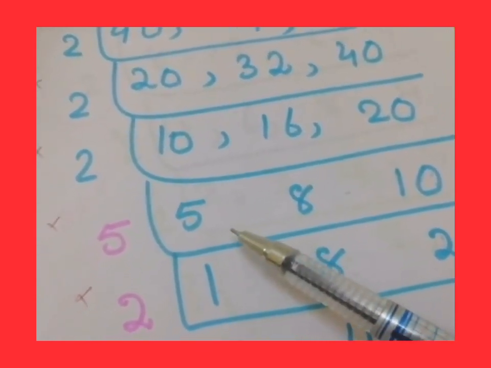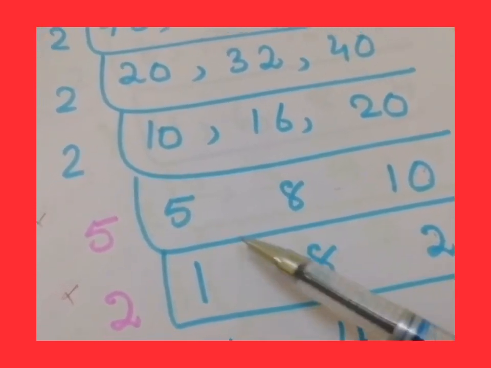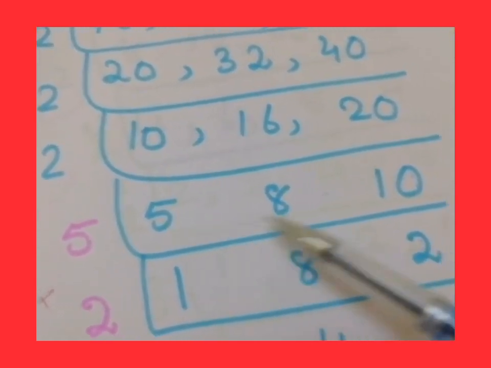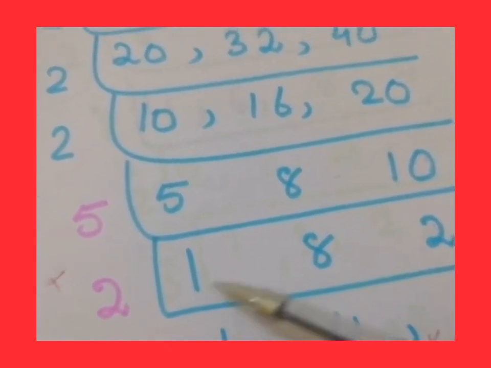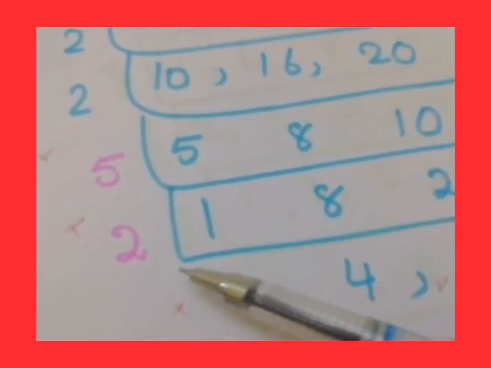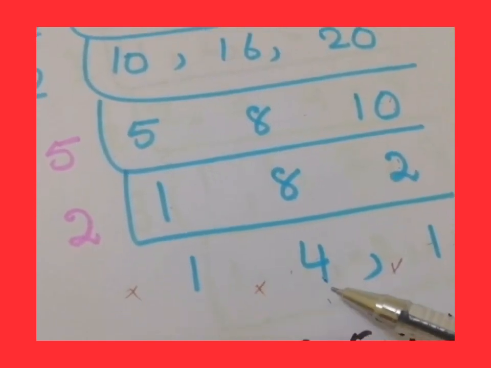But in the next step 5, 8 and 10, for LCM, we need to consider this step also. Here for 5 and 10, 5 is a common factor. And for 8 and 10, 2 is a common factor. So you need to choose 5 and 10. So 5 is the common factor for 5 and 10. Then here 1, 8 and 2. Again you need to consider 8 and 2. 2 is a common factor for 8 and 2. So after taking 2 outside, you will get here 4, 1, 4, 1.